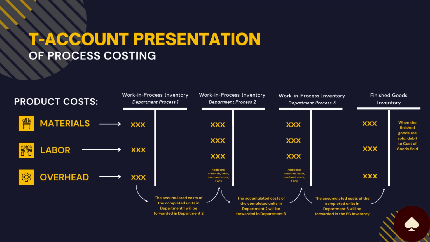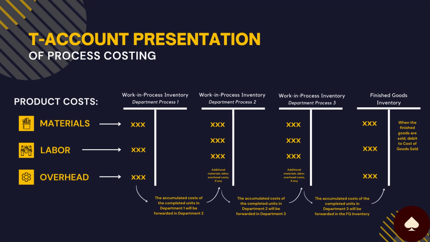When the process in Department 2 is done, the accumulated cost of the completed units in Department 2 will be transferred to Department 3. As you can notice, it is similar to the treatment in Department 1. If there are additional costs in Department Process 3, they will be classified into what type of product or inventoriable cost they are and are to be added to the product cost. This is another similar treatment to Department 2.